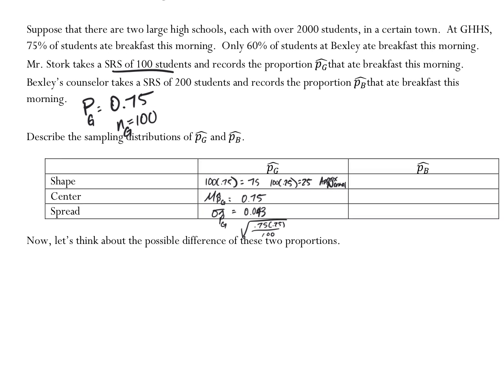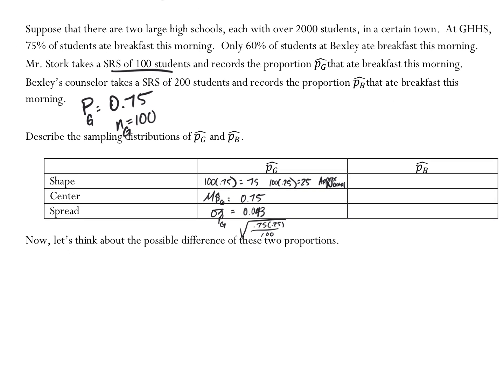All right, so now we're going to switch over to Bexley. For Bexley, our sample size is 200, and our population proportion is 0.60. Will that be approximately normal? That's what I said, approximately normal. You guys know I mean normal, yeah. So we got 120 and 80. I think we're good.